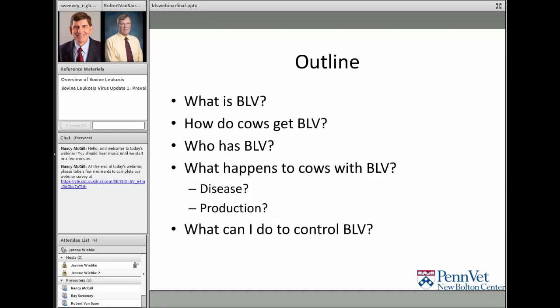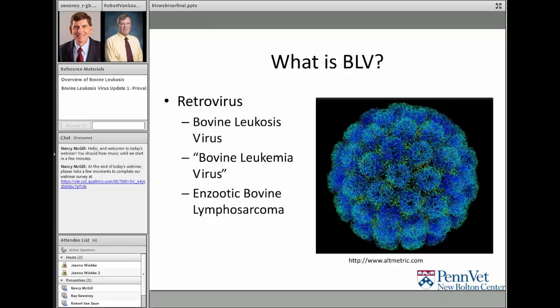This is just a brief outline of what we'll be covering this afternoon. What is BLV? How do cows get BLV? How do we know which cows have it, and how many cows have it? What happens when cows are infected with the virus? What diseases does it cause, and does it have any other effects on production? And then finally, we'll end with what can I do to control BLV?